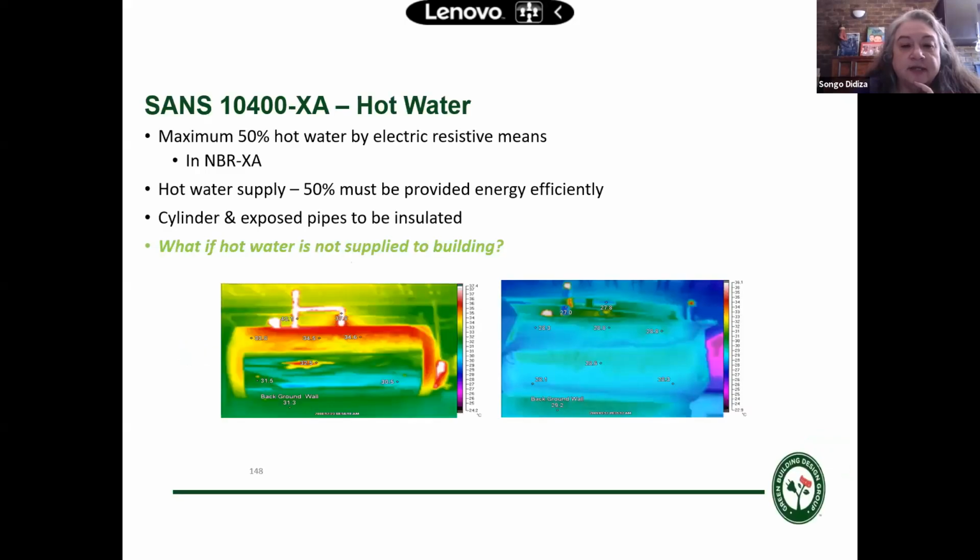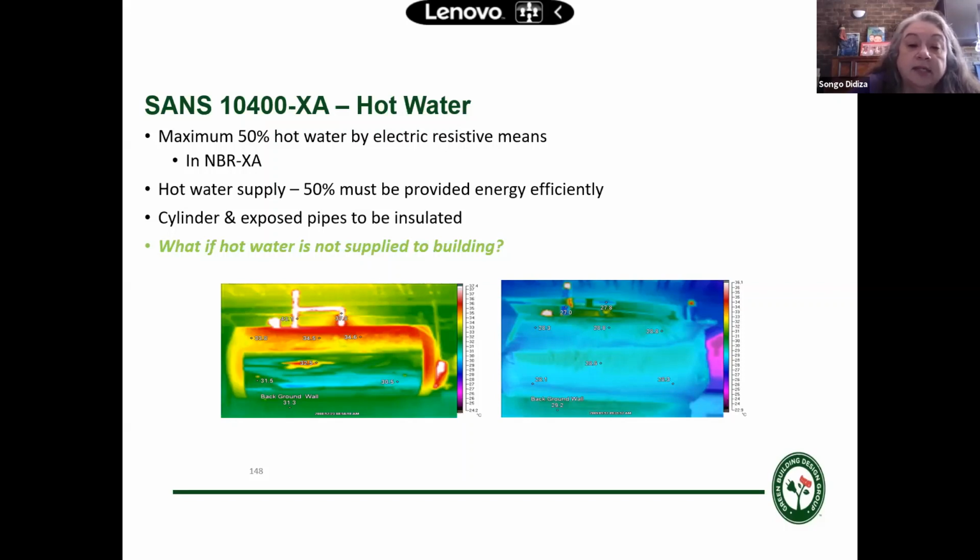So let's look at services. As you've said, hot water is the law. It's in the regulation. The regulation says that a minimum of 50% of hot water must be given by means other than electric resistive. So maximum 50% by volume of hot water can be given by electric resistive means. It's the law. So what it really says is a minimum of 50% must be provided energy efficiently.